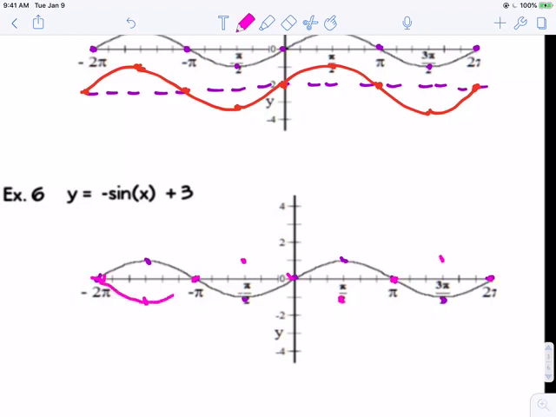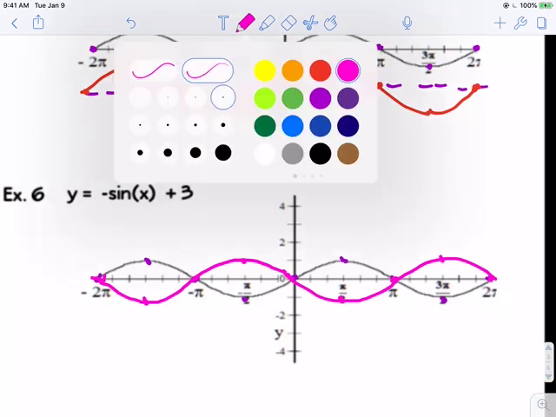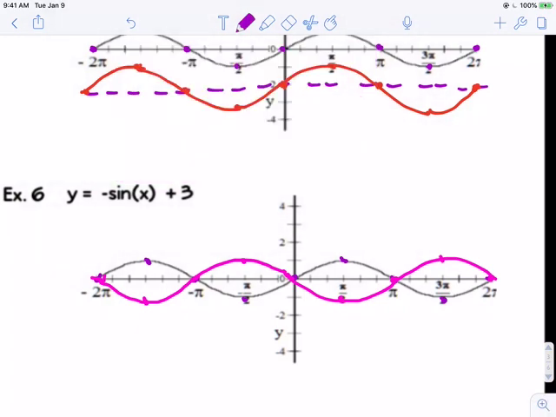Here's my reflection. Shift up 3. Keep track of where your x-axis is going to be. It's at 0. I go up 3. Now it's at 3. There you go. That makes plotting these baseline points very easy. Now I just put them along this line. Up 3. Up 3. Up 3.